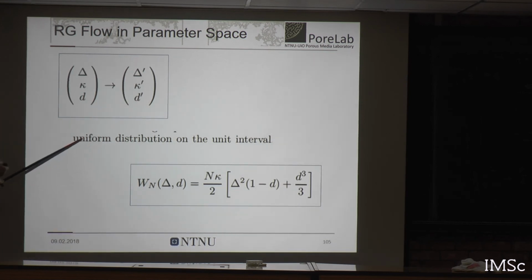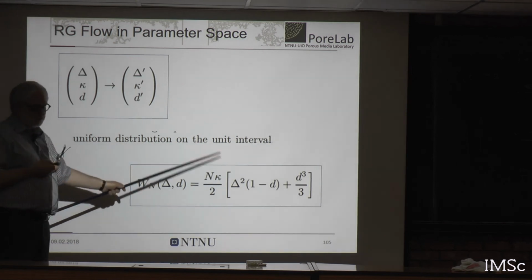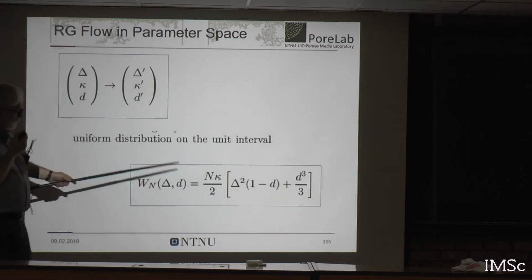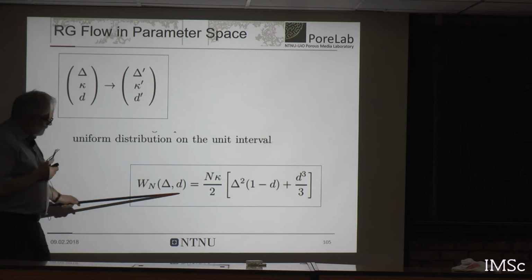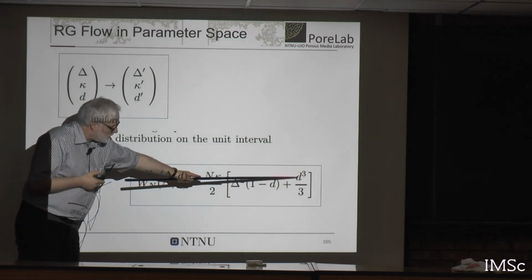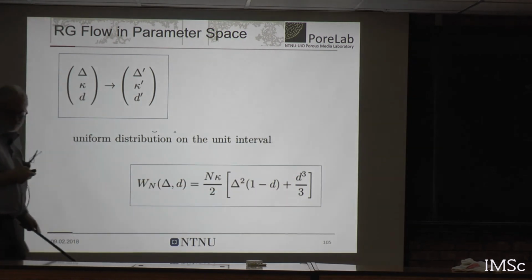Now, let's look at uniform distribution on the unit interval, so I have something concrete. Then this energy, the integral, is then simply d cubed over 3. Okay?